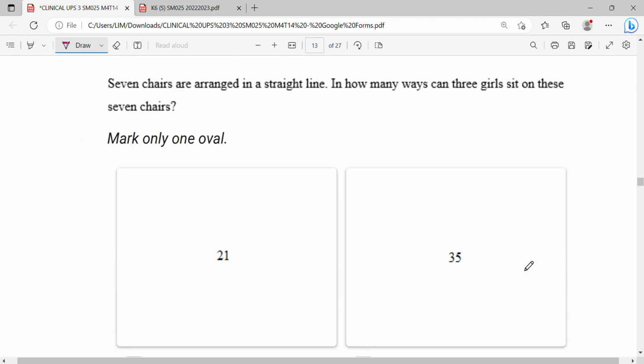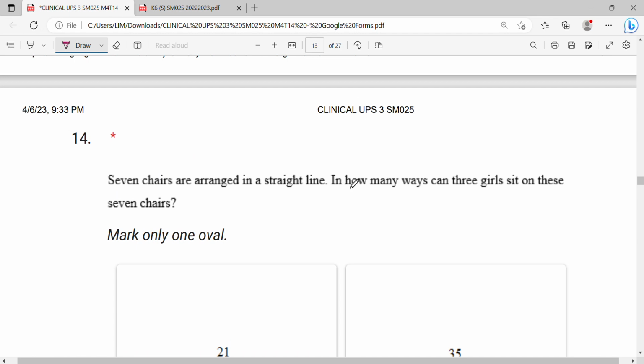7 chairs arranged in a row, so ada 7 tempat. How many ways can 3 girls sit on these chairs? Oh, nak duduk 3 orang saja. So you going to 7 chairs, you choose and arrange for 3 girls. P, permutation means choose and arrange. P adalah pilih dan susun. Boleh.